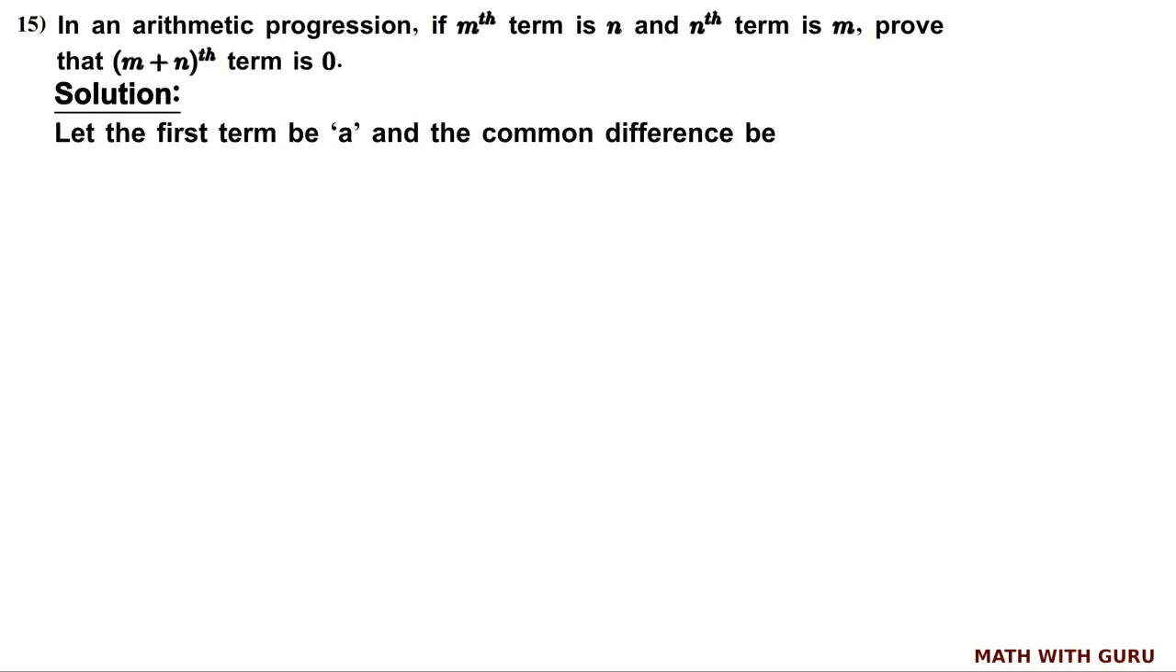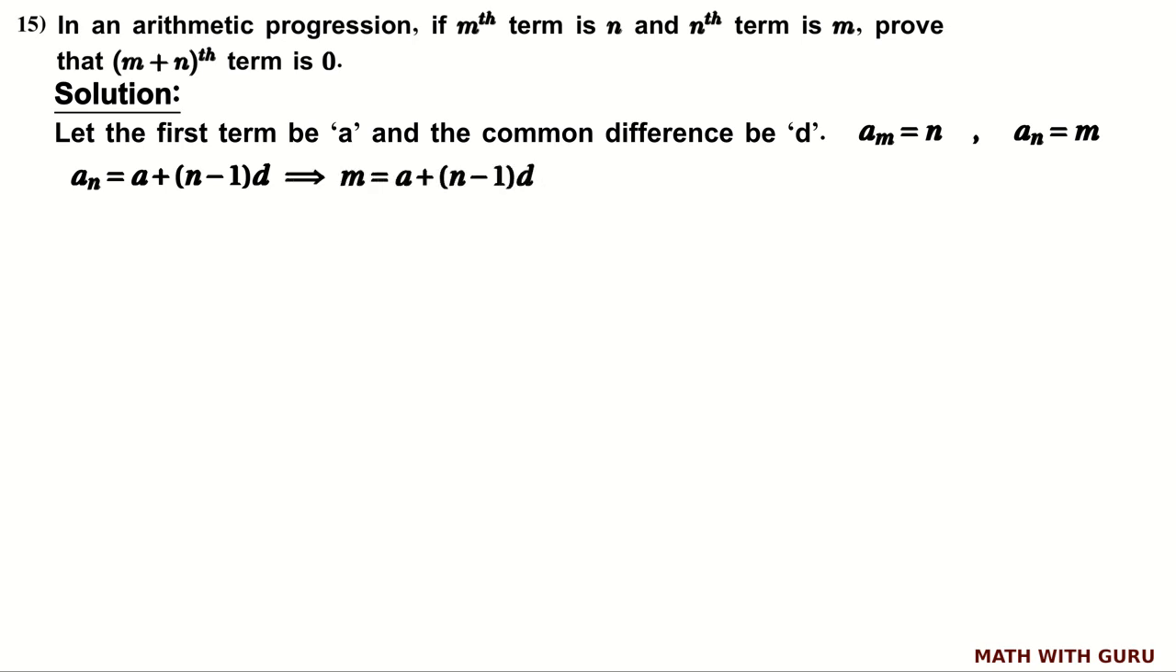15th question. In an arithmetic progression, if the mth term is n and the nth term is m, prove that the (m plus n)th term is 0. Let the first term be a and the common difference be d. Am equals n, an equals m. An equals a plus n minus 1 into d. We have got this formula. This implies m equals a plus n minus 1 into d.